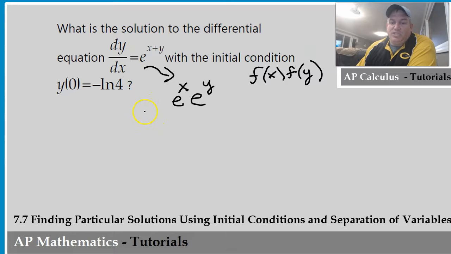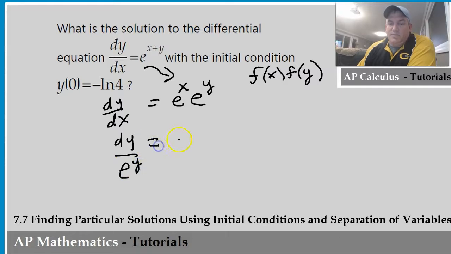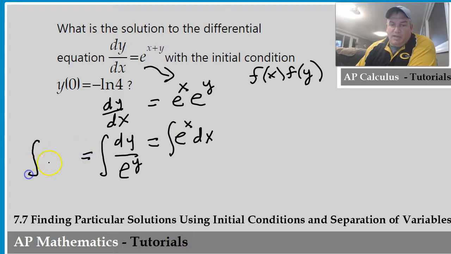So now we can actually separate this. We can take the dy and the dx and our two little functions of x and y and separate. So we're going to get dy over e to the y equals e to the x dx. And there's my separation of variables step. Then we're going to integrate both sides. Before we integrate the left-hand side, I'm going to write it as the integral of e to the negative y dy.